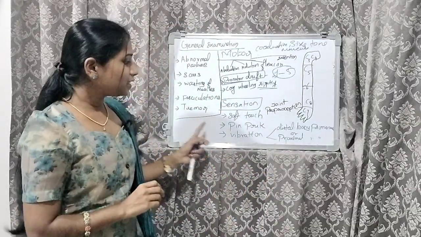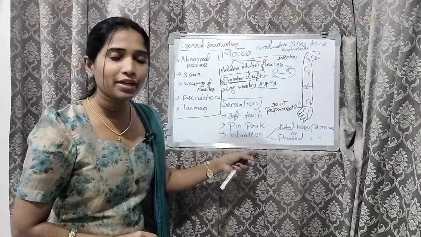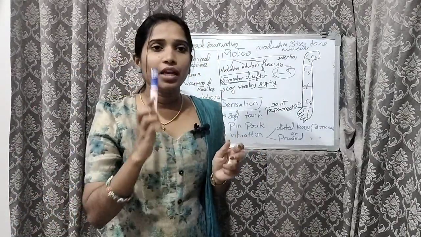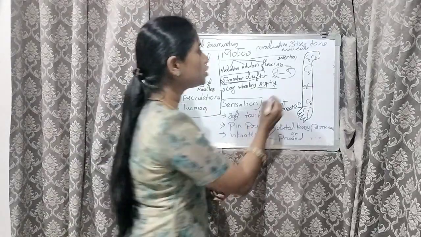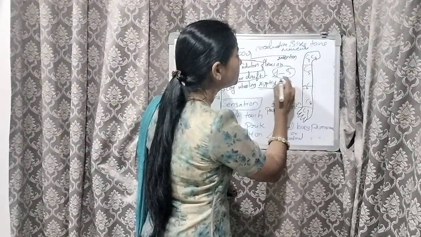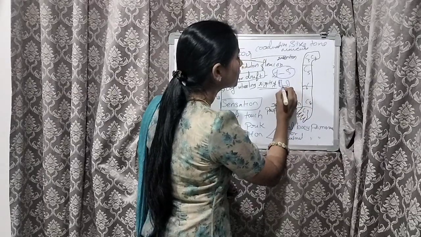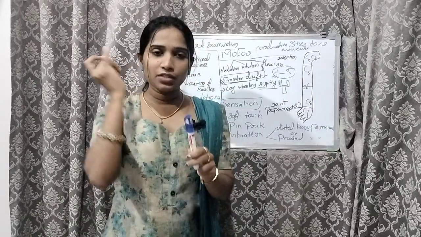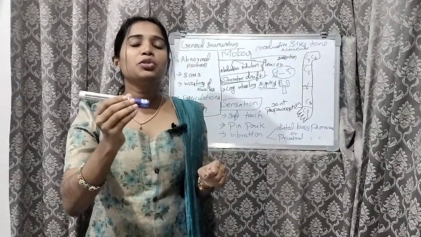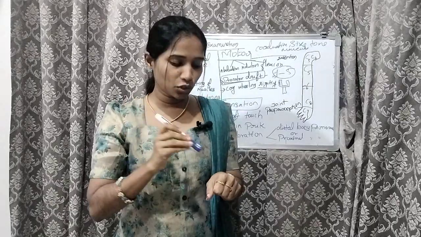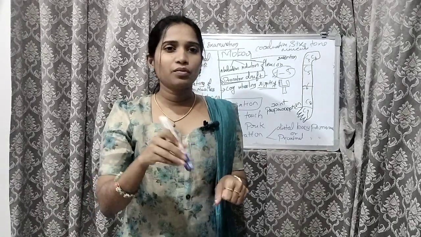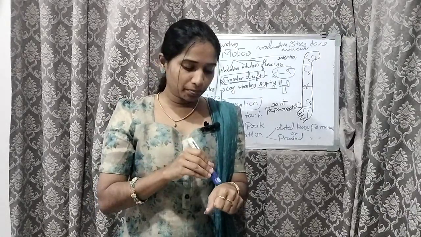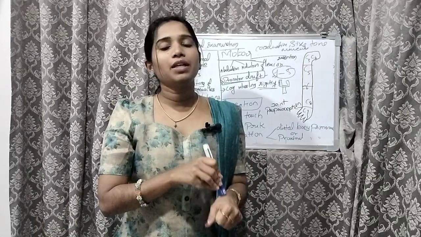Clear? After that, you should go for vibration. For vibration, you have to take one tuning fork. I already showed it, right? This is a tuning fork. Take one tuning fork and make it vibrate. First, ask them to feel the vibration. Place it maybe on the chest or on the hand, so that they feel that vibration.